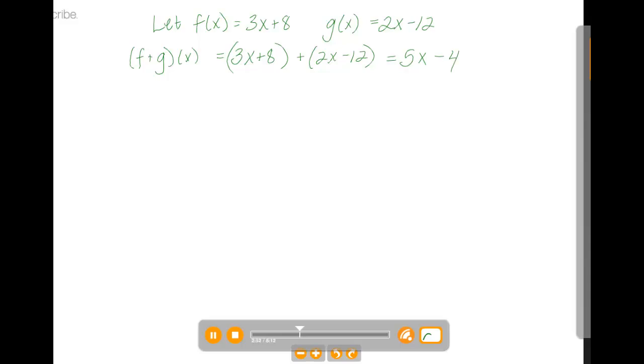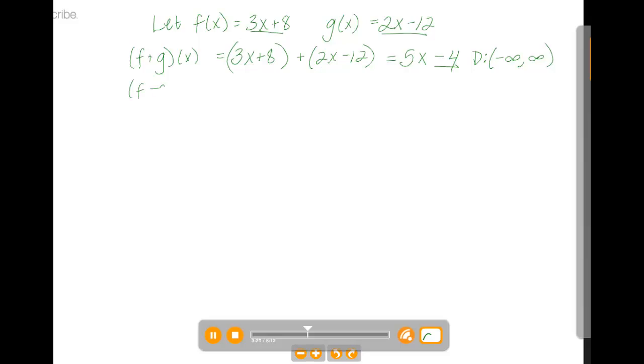Now we have to think about any time we're manipulating these functions what our domain comes out to be. We have a linear function here, f of x, 3x plus 8. Its domain is unrestricted. G of x here is another linear function, 2x minus 12. Its domain is unrestricted. We added them together. We got yet another linear function. Its domain is negative infinity to infinity. So we took two lines, we added them together, we got a third line. It didn't really affect the domain too much.